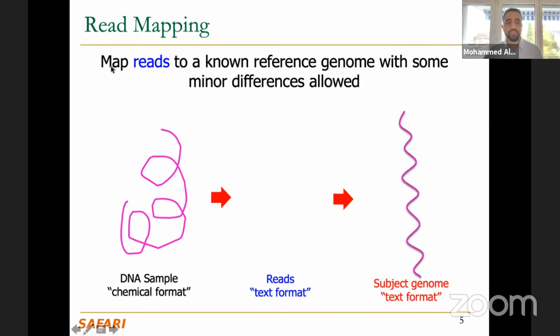So read mapping is to map reads to a known reference genome with some minor differences allowed. Now, why do we allow these minor differences? There are two main reasons. The first one is that the machines are not perfect, like any other machine, so they introduce sequencing errors. There is no full confidence about reading one base in your DNA. The machine can say this base is A, but in fact it's C, something like that. So we need to tolerate these in order to enable correct read mapping.